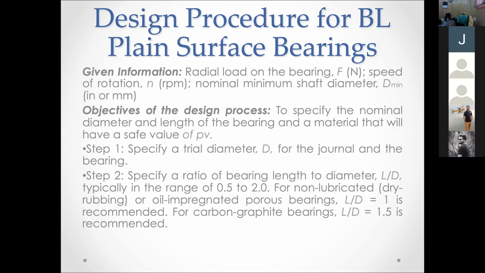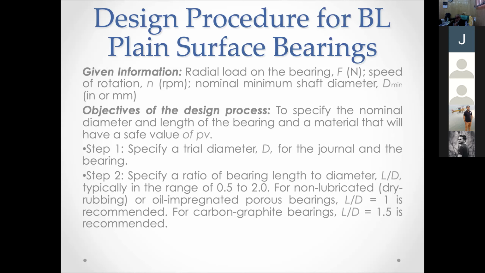Whenever you have to design a bearing, you will be given the radial load, you will be given the speed, and the nominal or minimum shaft diameter will be given to you. For that application, you have to design a bearing. After you get the radial load, the speed of rotation and the minimum nominal diameter of the shaft, your objective of the design process should be to specify the nominal diameter, the length of the bearing and a material that will have a safe value of PV.